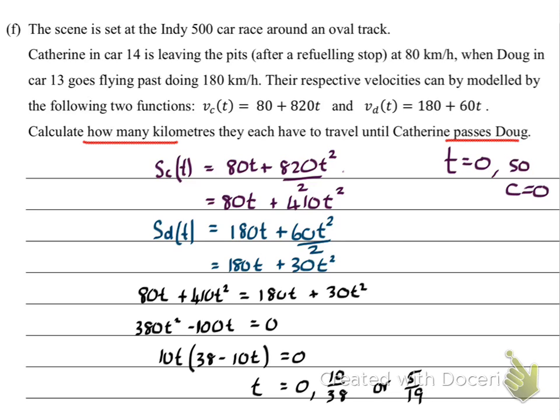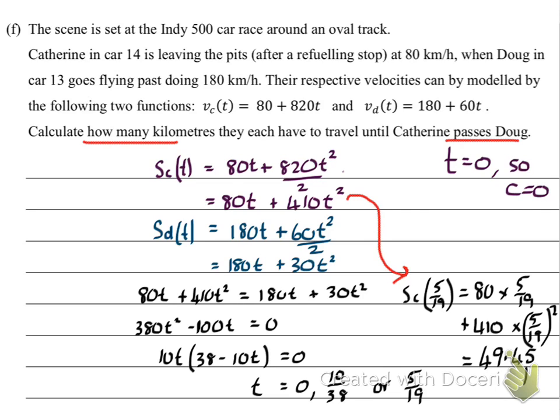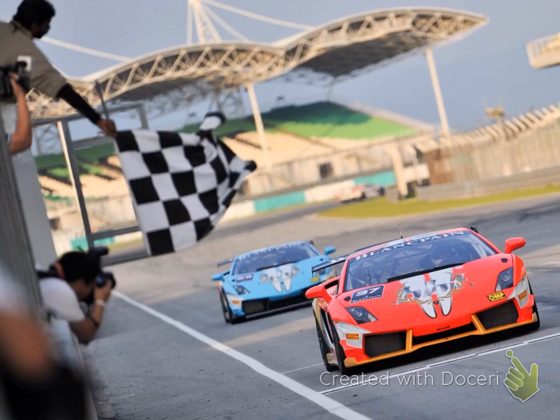Now that's the time. We are asked for the distance. So we take the distance for Catherine's car, put the 5 over 19 in it, and we find that it's 49.5 kilometers. If you put the time in Doug's equation for distance, it'd also be 49.45 kilometres to 2 decimal places. And that's excellent. So we've just raced through that question and done it. Cool.